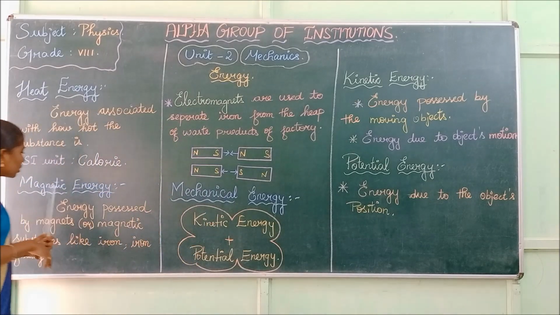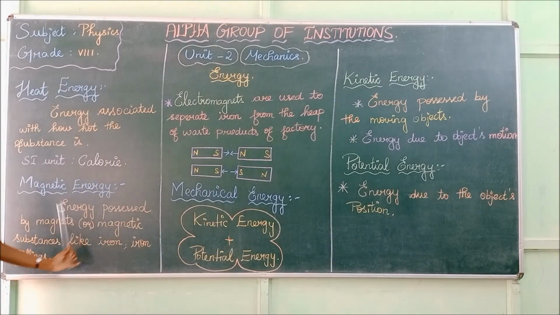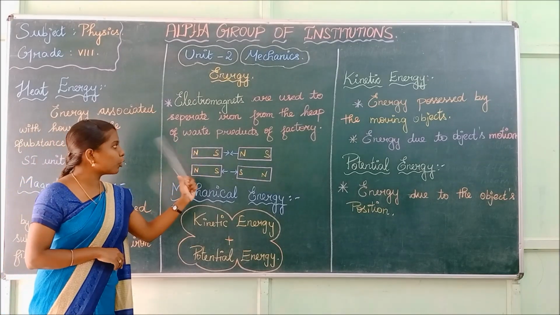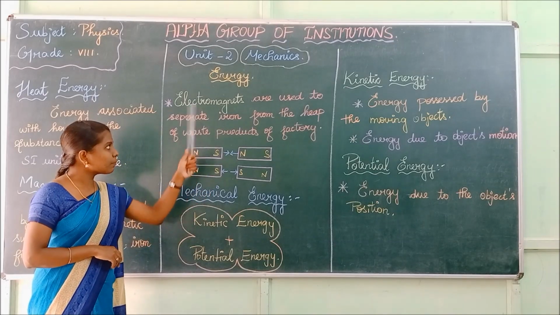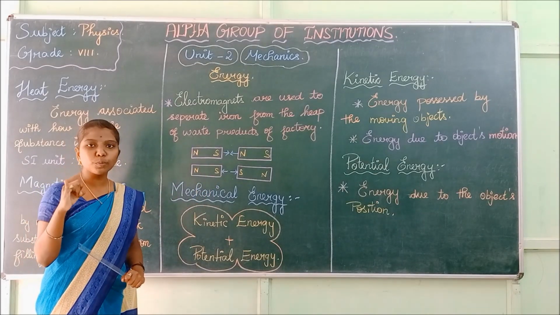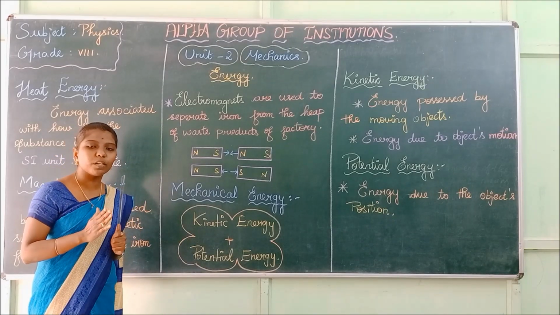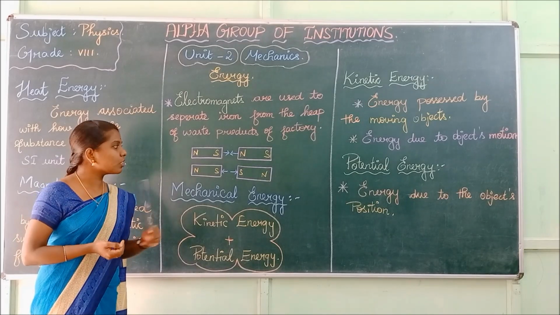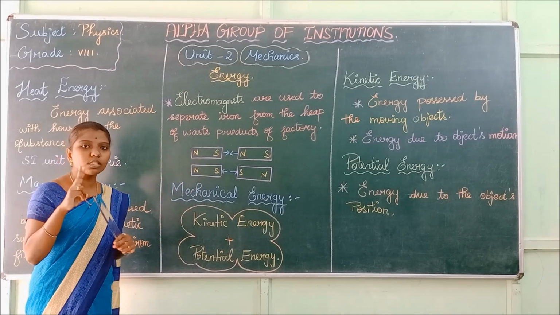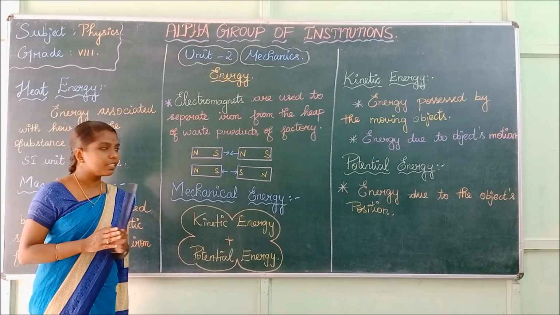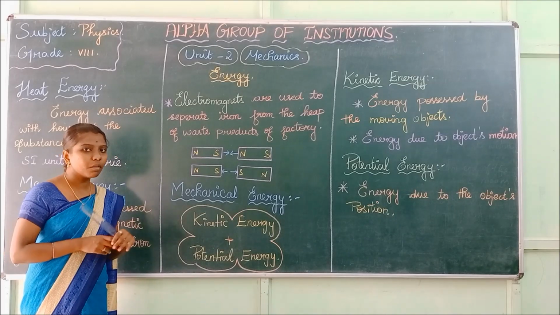What is magnetic energy? Magnetic energy is energy possessed by magnets or magnetic substances like iron filings, etc. Electromagnets are used to separate iron from the heap of waste products of factories. This magnet has two poles, namely North Pole and South Pole, and it has two major properties, namely attractive property and repulsive property. Attraction is nothing but two opposite poles get attracted to each other. Two same poles will repel each other. These are the two properties of a magnet.